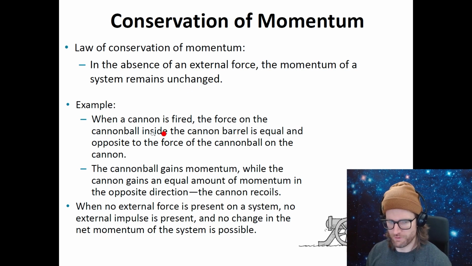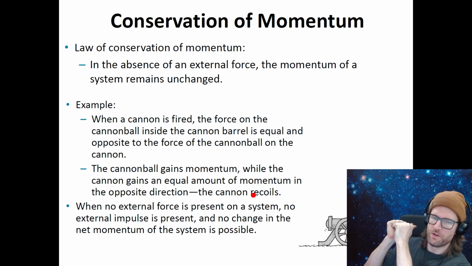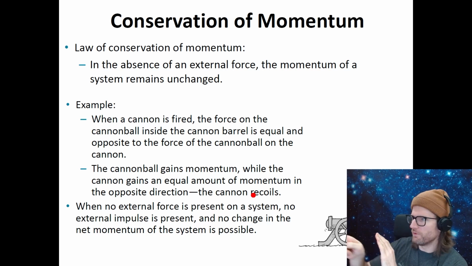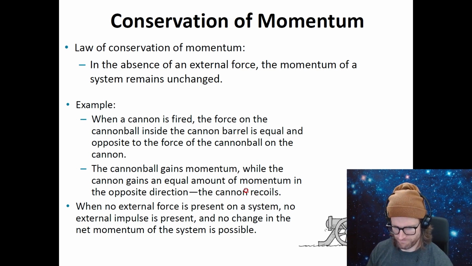When a cannonball is fired, the force on the cannonball inside the cannon barrel is equal and opposite to the force of the cannonball on the cannon. So if our system is the cannon and the cannonball, momentum is unchanged in that system. The cannonball gains momentum while the cannon gains an equal amount of momentum in the opposite direction. The cannon recoils. So conservation of momentum explains why if you fire a gun or fire a cannon, there's recoil or kick in the opposite direction, because while the bullet or the cannonball goes one way, the cannon or the gun goes the opposite direction.